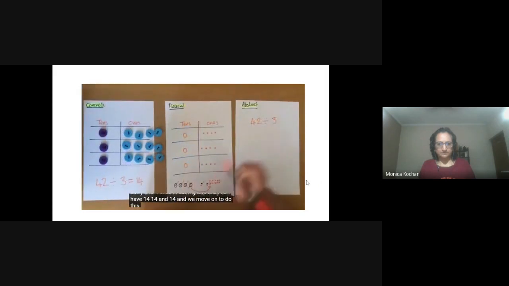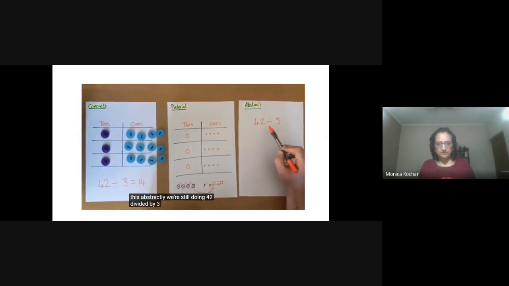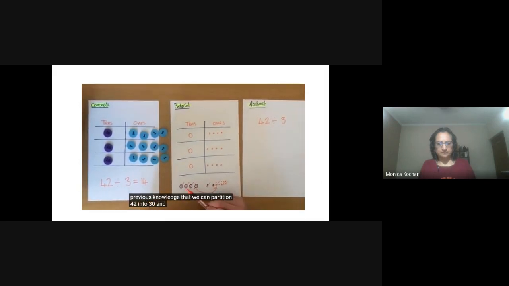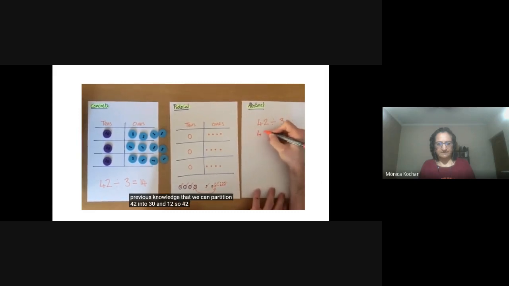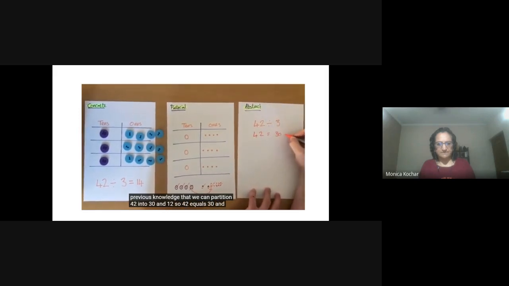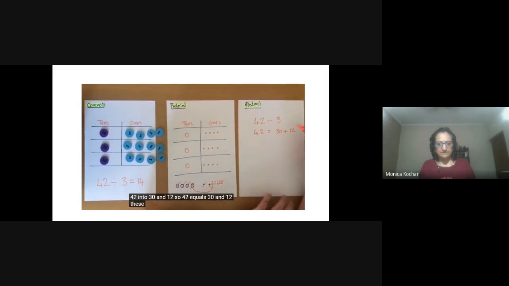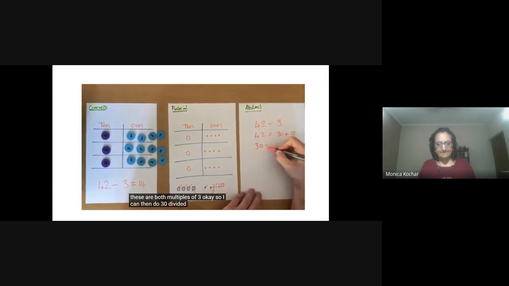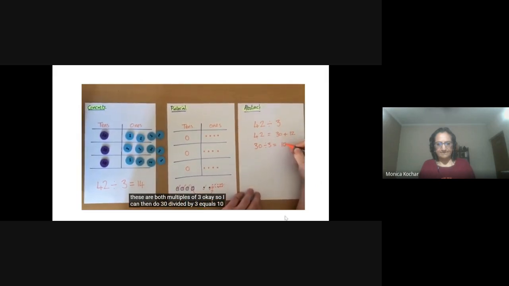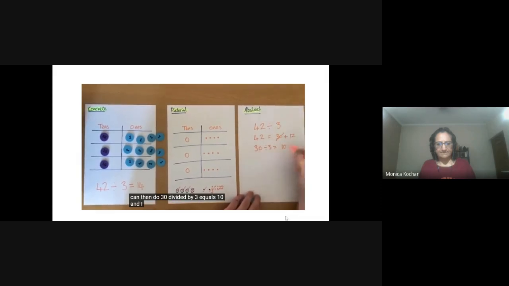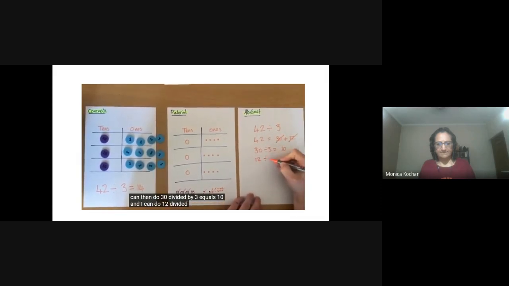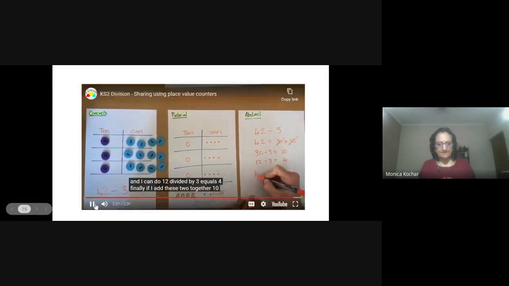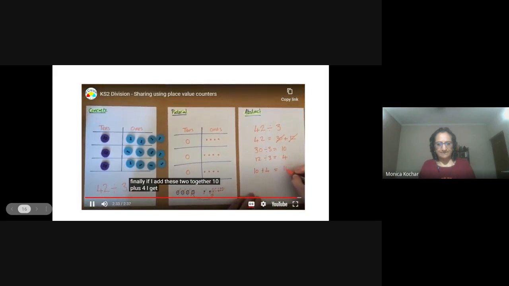When we move on to do this abstractly, we're still doing 42 divided by 3. We can refer back to this previous knowledge that we can partition 42 into 30 and 12. So 42 equals 30 and 12. These are both multiples of 3. So I can then do 30 divided by 3 equals 10. And I can do 12 divided by 3 equals 4. Finally, if I add these two together, 10 plus 4, I get my answer.